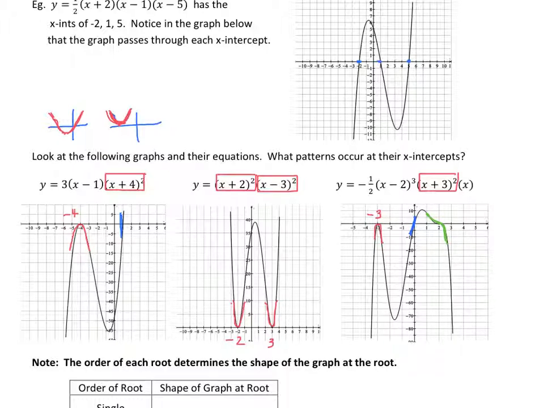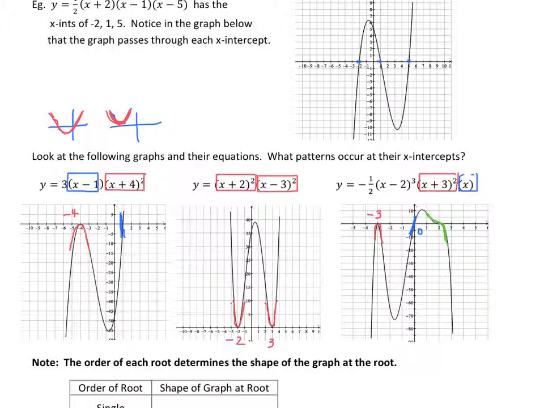Now, have a look at the intercepts where the graph passes directly through the intercept. So that would be in your first graph at 1 and on your last graph at 0. If we look in the equations for the factor corresponding with those intercepts, we'll notice they also have something in common. And that is the fact that the exponent on each of those factors is 1. Even though the exponent's not written, the exponent is actually 1.